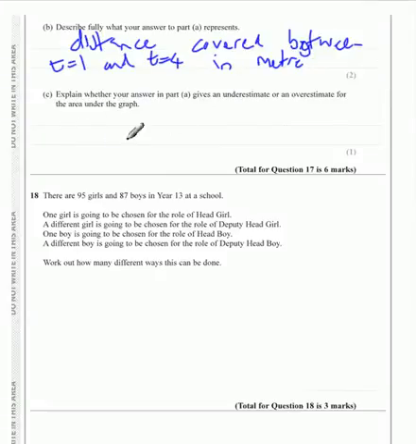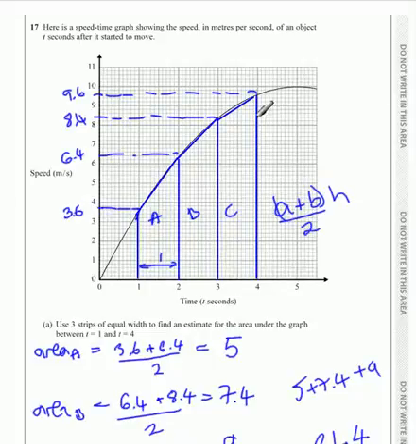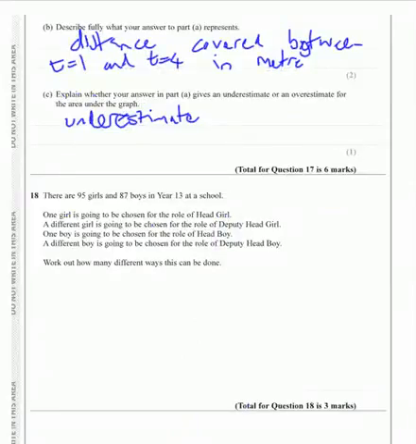So where we're getting the marks for that is saying that it's the distance and that it's in meters. Part C, we want to explain whether this is an underestimate or an overestimate. Well, this is an underestimate. And the reason for that is if we look back at the graph, we can see that there are small parts just here, here, and there's a very, very tiny bit there that are missed off when we do the trapezium. So the reason is an underestimate, as the trapezium is under the curve.